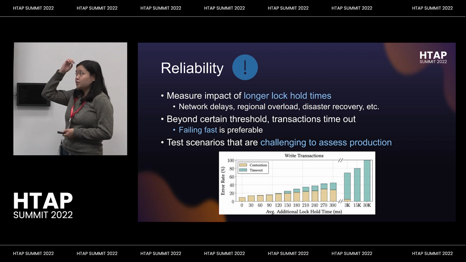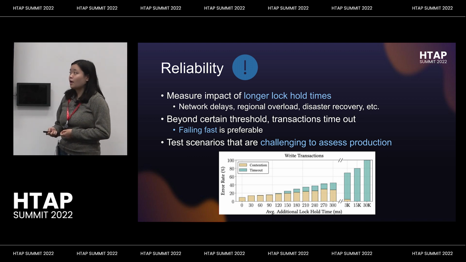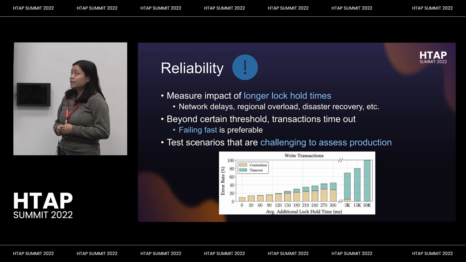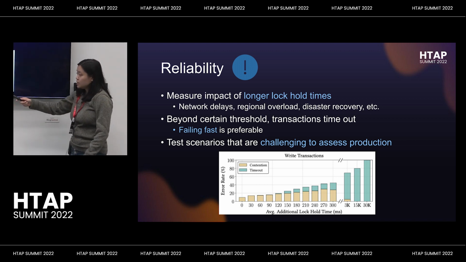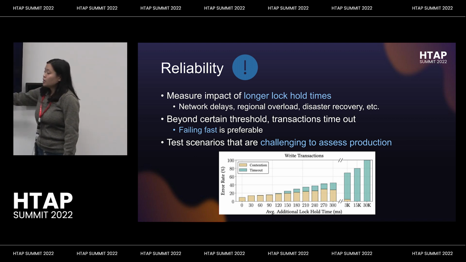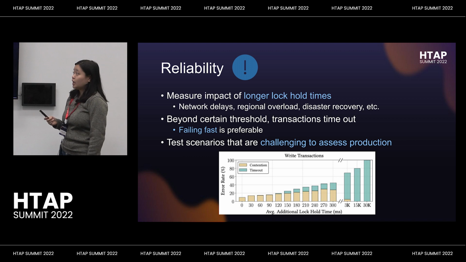For another use case, we measured the impact of longer lock hold times, which can result from network delays. Sometimes a region goes down, disaster recovery. These are extreme cases that are really hard to test in production. We artificially increased the lock hold time, and we found that after a certain threshold you expect higher contention, which does happen, but after a further threshold, the transactions just end up erroring out. This demonstrates that in these cases, we want to fail as fast as possible to not occupy resources that could be used for other requests.